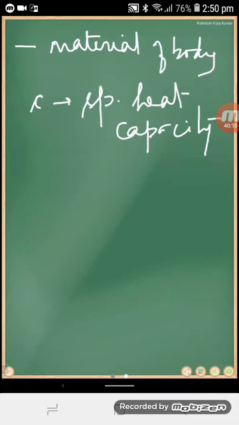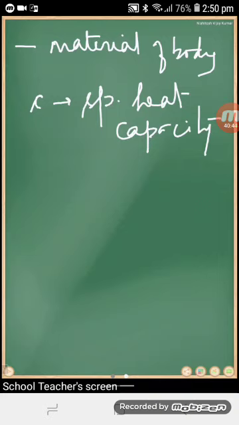Specific heat capacity for different materials is different. Copper it is different, water it is different, ice it will be different, and accordingly they will be taking up the heat and giving out the heat. It has been considered that water has the highest specific heat capacity. So for the same mass of water and the same temperature increase, water is going to absorb more heat energy as compared to, say, copper.